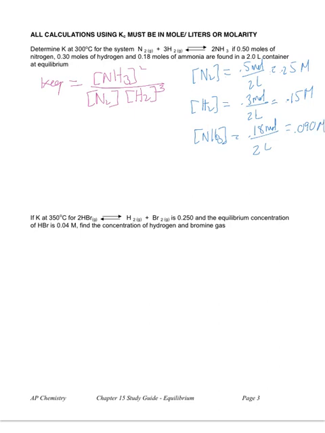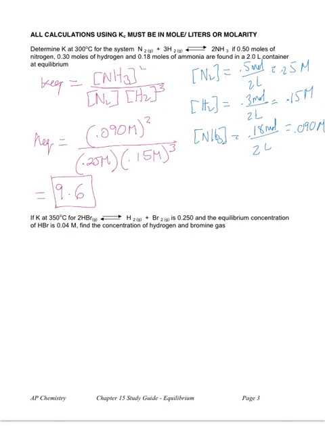So then we plug in our values. So K_eq is equal to concentration of the ammonia, 0.090 molar squared, divided by concentration of N2, 0.25 molar, times concentration of H2, 0.15 molar, but then that's cubed. Plug that into your calculator. You end up with 9.6, so that's our answer.